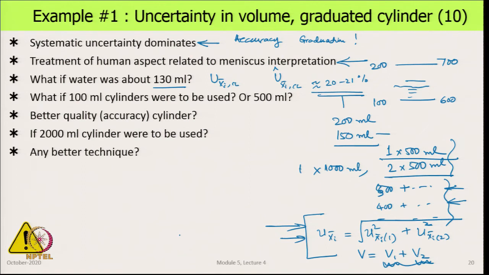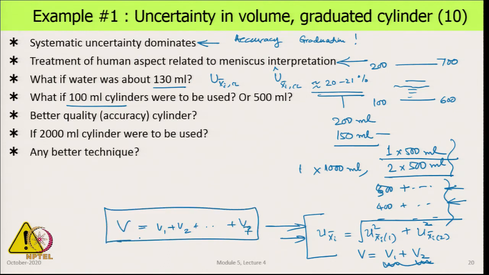And then you can extend it. Instead of 500 milliliter, I say, well, I will use 100 milliliter. My graduation is much finer. I will have to make say 6 measurements or 7 measurements. So, I have a result formula where I poured water in 700 milliliter cylinders and I get V1 plus V2 plus like that plus V7. This becomes our result formula, and then calculate what is the uncertainty in this.